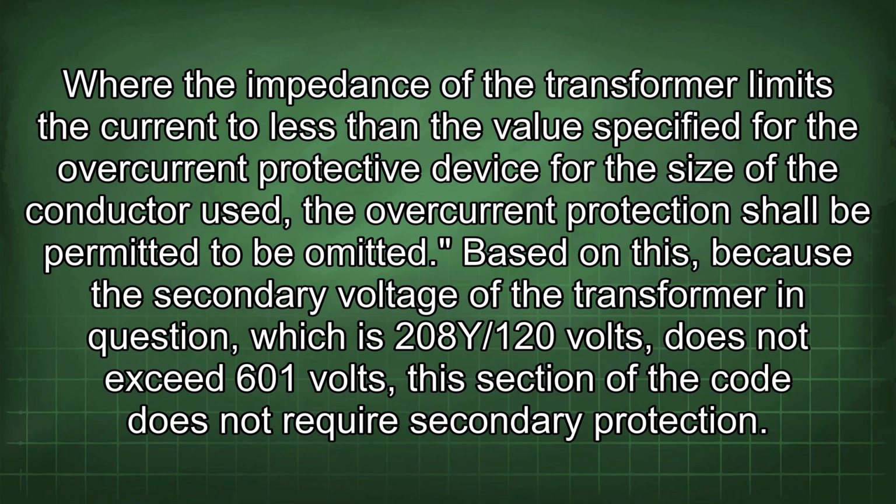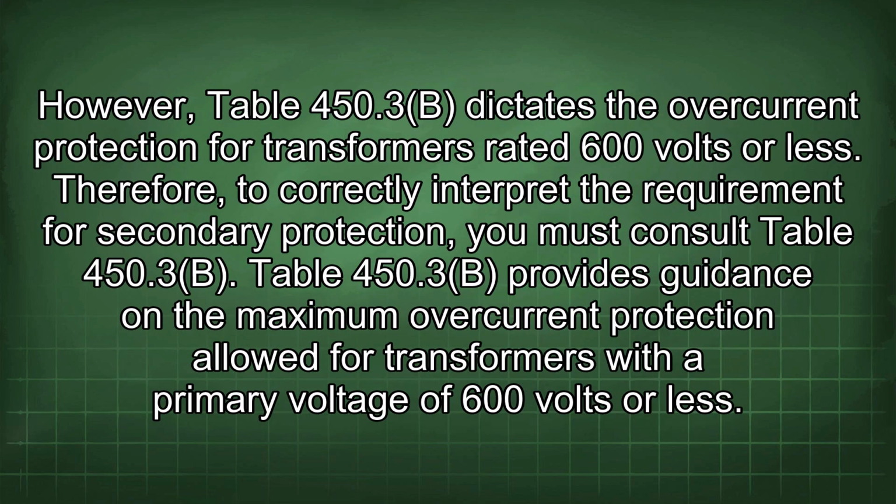Based on this, because the secondary voltage of the transformer in question, which is 208Y/120 volts, does not exceed 601 volts, this section of the code does not require secondary protection. However, Table 450.3(B) dictates the overcurrent protection for transformers rated 600 volts or less. Therefore, to correctly interpret the requirement for secondary protection, you must consult Table 450.3(B).